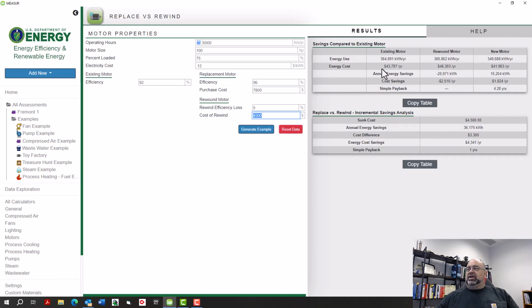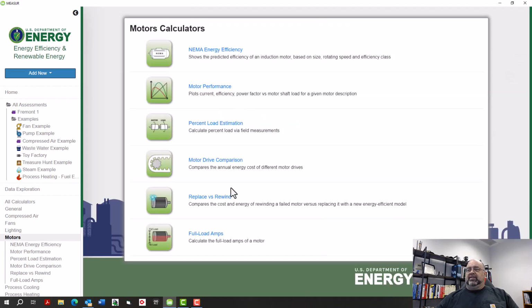Okay, so if I repair it versus a new motor, or if I just go with replace versus rewind, I'm going to get two different numbers. What I really need to do is something more advanced. But that's neither here nor there, and we will cover that at another time. So that gives us a repair versus replace. Here we go. This is that one.